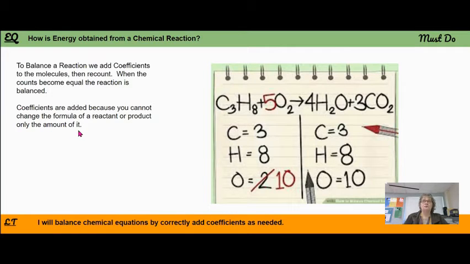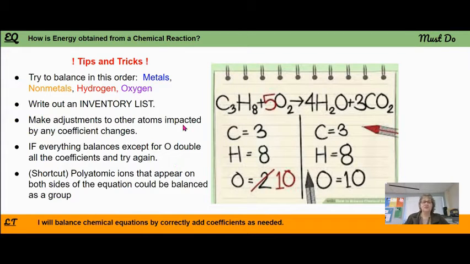amount of it. So, for example, if you wanted to make a peanut butter sandwich, you can't change the peanut butter and expect to have more than one sandwich. You need to be able to change the individual parts of it, right? If I changed the actual formula of peanut butter, it wouldn't be peanut butter anymore. So I need to keep that formula the same, but I need to up the amount of peanut butter I'm going to use, as well as the bread. The bread stays the same, but I need to up the number of pieces of bread if I want more than one sandwich. So that is why we use coefficients and we don't change the subscripts.